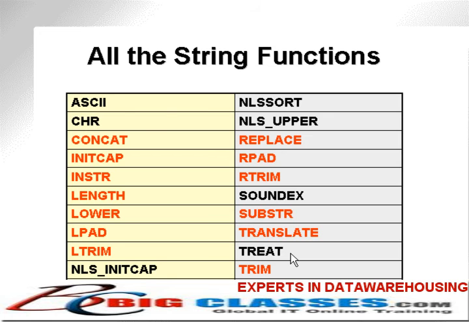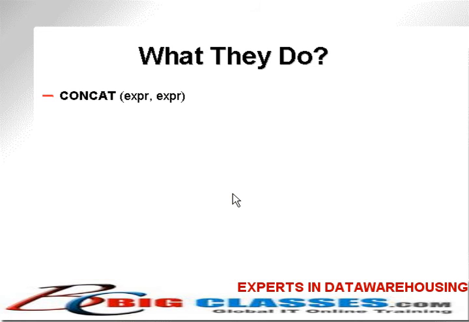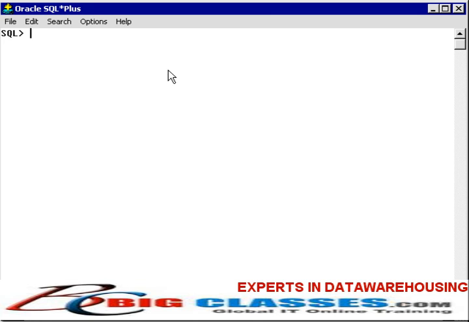So let's get back to the red ones. These are all the red ones. Let's look at them in detail by example. Concat. Concat expression. This means that you put two expressions or strings delimited by a comma into the concat function. The concat function concatenates or sticks two strings together. Let's look at an example.